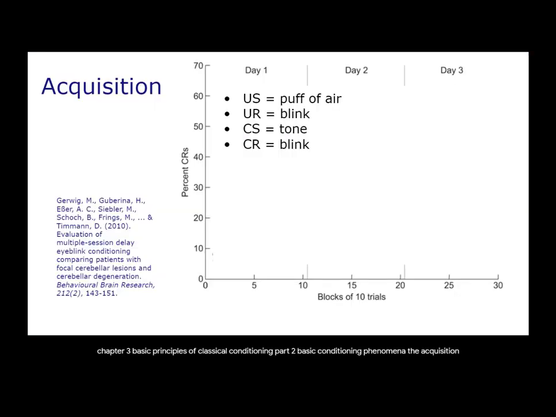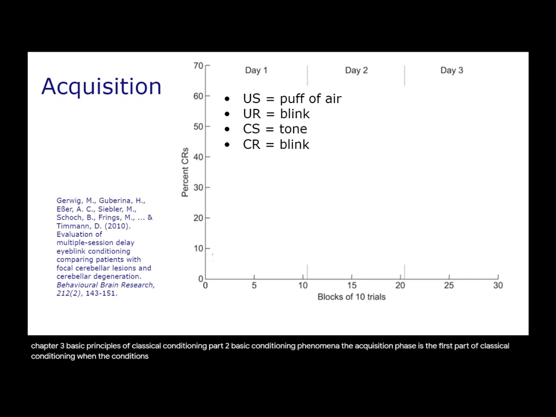The acquisition phase is the first part of classical conditioning, when the conditioned response forms and is strengthened. Many factors can influence how long the acquisition phase lasts and the magnitude or strength of the conditioned response when it's over and the behavior has stabilized.